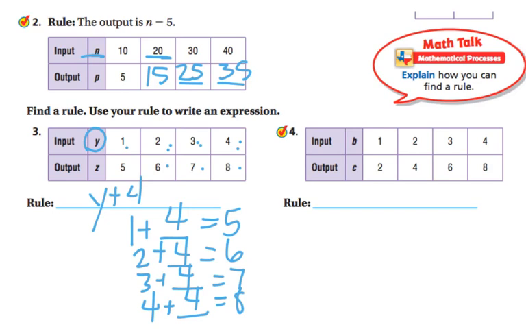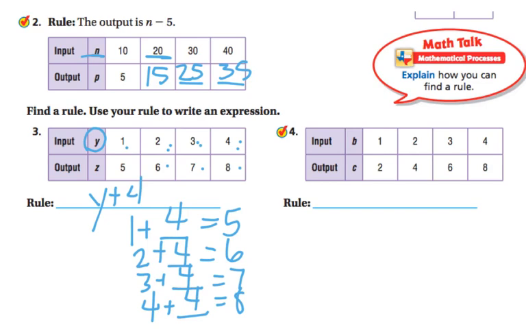Let's look at number 4. Our numbers are increasing again. I go from 1 to 2. Then I had 2 and that turned to 4. 3, they did something to it and it turned into a 6. Then they had 4 and they did something to it and turned it to an 8.